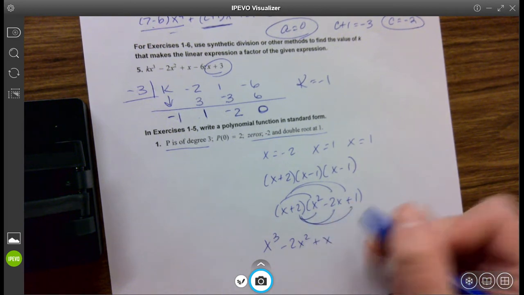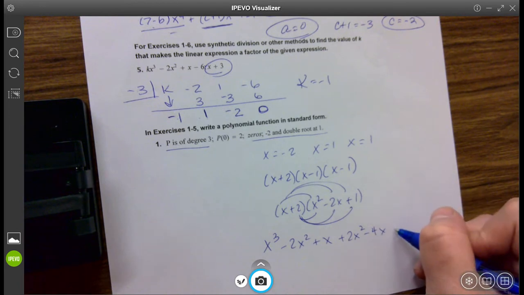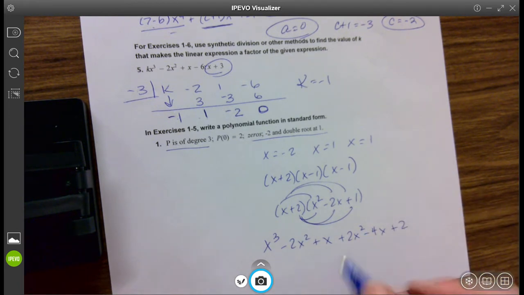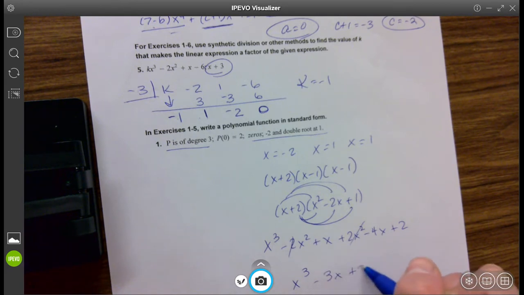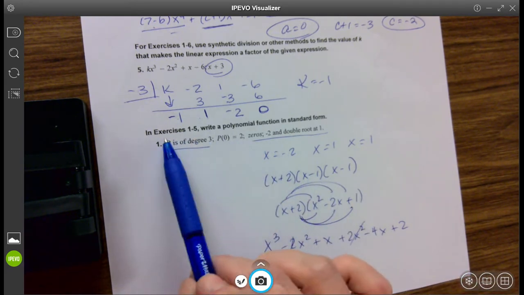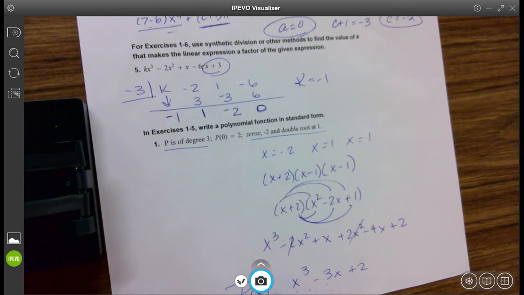You can always pause the video and go back and rewind, try it on your own, and then follow me. So you're going to get x cubed, these cancel, minus 3x squared plus 2. Okay. So it says write a polynomial function. I did. It says when I plug in 0, I'll get 2. Yep, we're good. All right, so that's that.